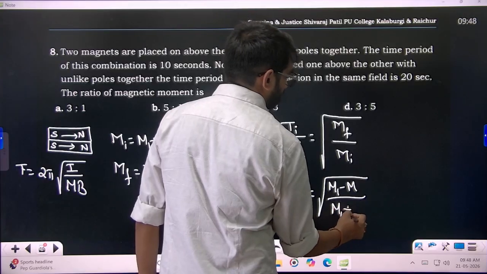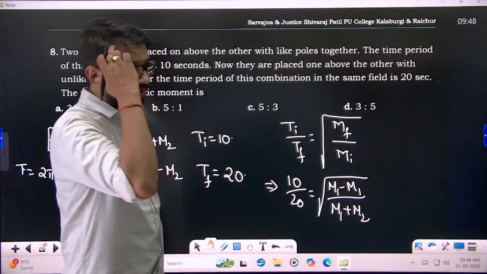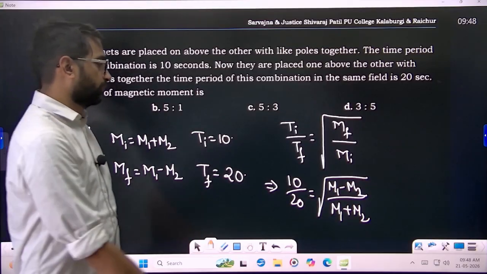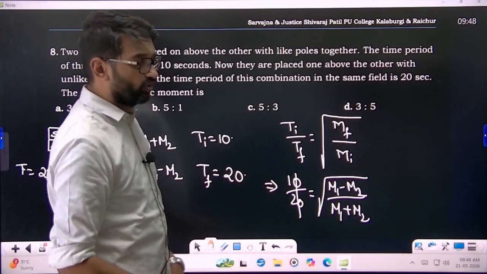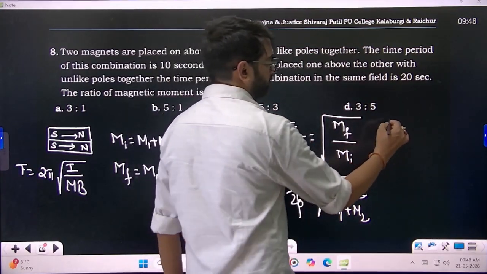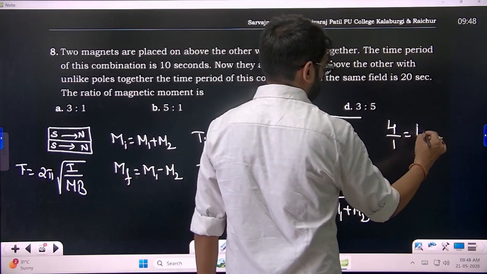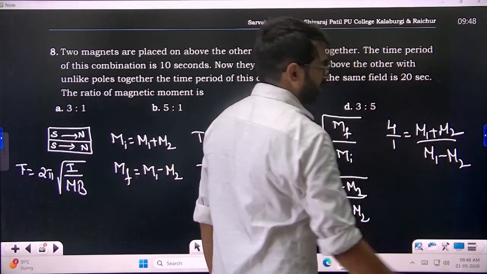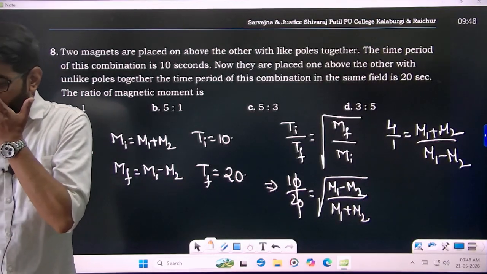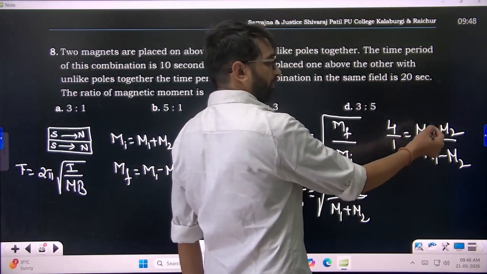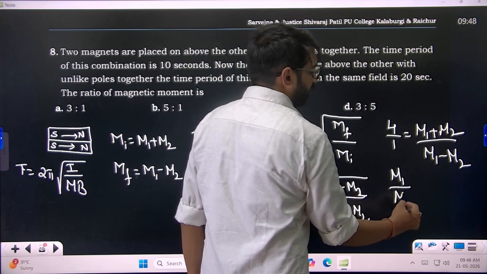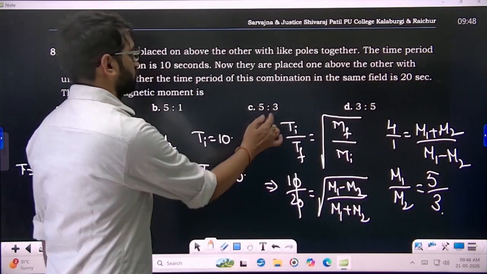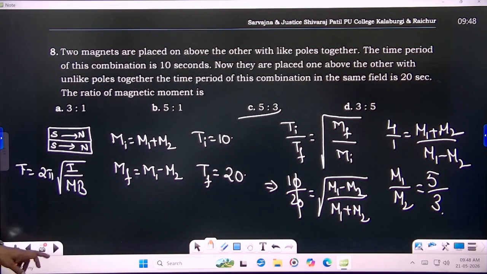We are asked to find the ratio of the magnetic moments m1 by m2. So square on both sides and just reciprocate this. So this will be 4 by 1 is equal to m1 plus m2 divided by m1 minus m2. Now from here you either cross multiply and get the value of m1 by m2, or just apply componendo and dividendo. When you apply componendo and dividendo, you get m1 by m2 is equal to 4 plus 1, that is 5, by 4 minus 1, that is 3. So 5 is to 3. This is the answer, 8th one.